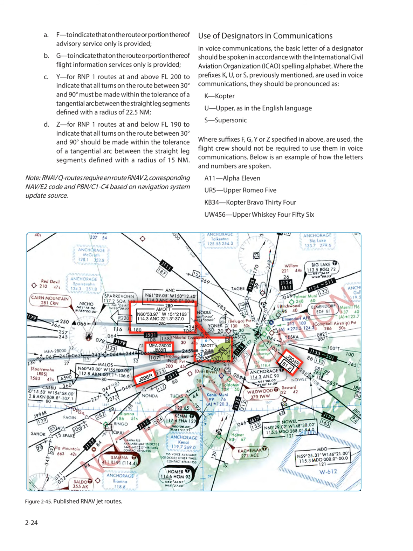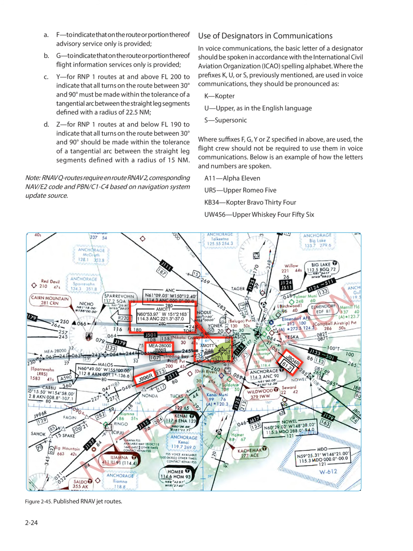In voice communications, the basic letter of a designator should be spoken in accordance with the International Civil Aviation Organization, ICAO, spelling alphabet. Where the prefixes K, U, or S, previously mentioned, are used in voice communications, they should be pronounced as K, copter; U, upper, as in the English language; S, supersonic. Where suffixes F, G, Y or Z specified above are used, the flight crew should not be required to use them in voice communications.